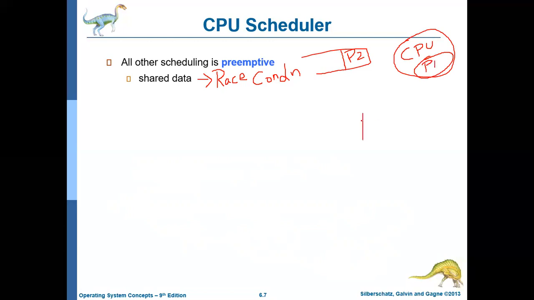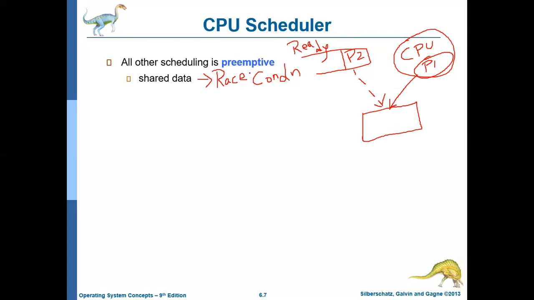Let us say that P1 and P2 are using a shared memory. That is, P1 can access this shared memory, and P2 can also access it when it gets the CPU. Currently, it is not accessing because it is in the ready queue, waiting for the CPU. This shared content is shared by both P1 and P2. Now, it is a preemptive scheduling.